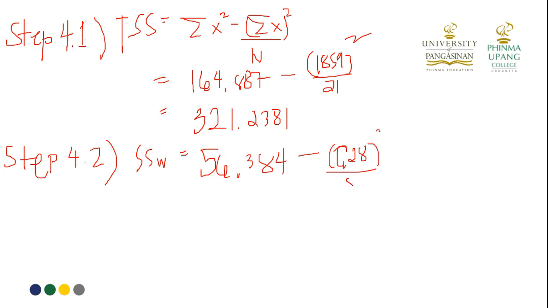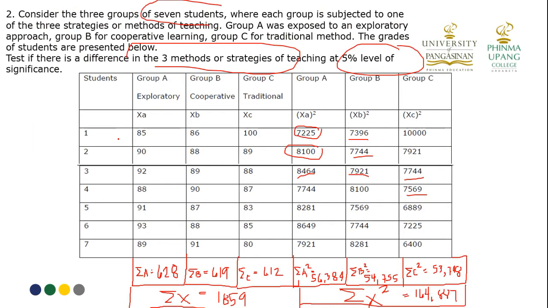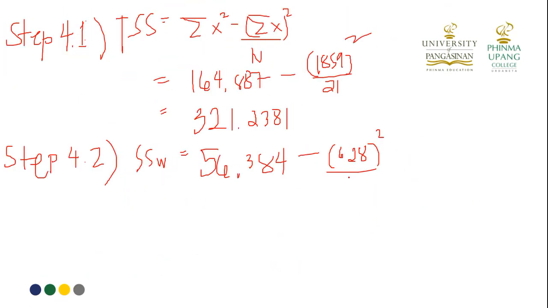Is it 7 or 8? 7. Bakit po 7? Sir, kasi 7 respondents. Very good. It's 7. Next. Lagay ko dito 7.